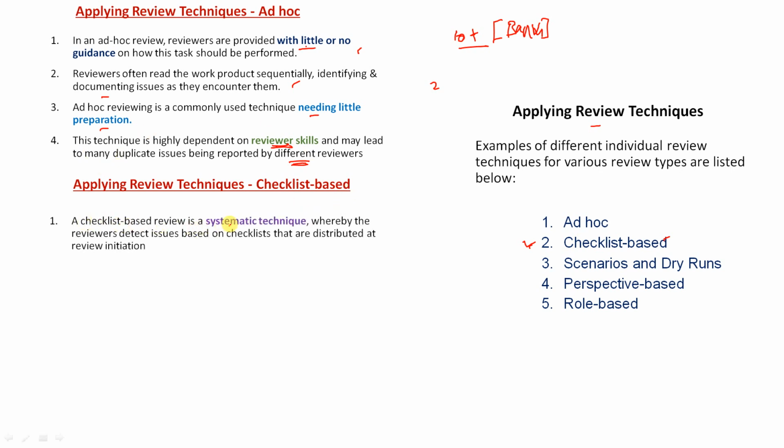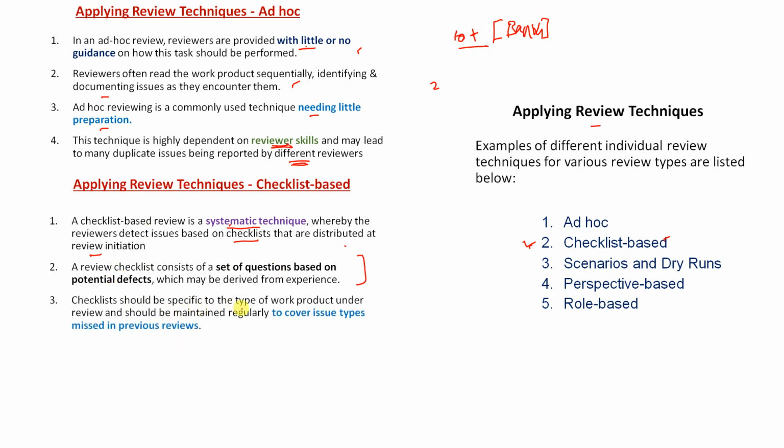A checklist based review is a systematic technique whereby the reviewers detect issues based on checklists that are distributed at review initiation. The review checklist consists of a set of questions based on potential defects, which may be derived from experience. These may come from the test lead, test coordinators or test managers, who put all of it together in a checklist.